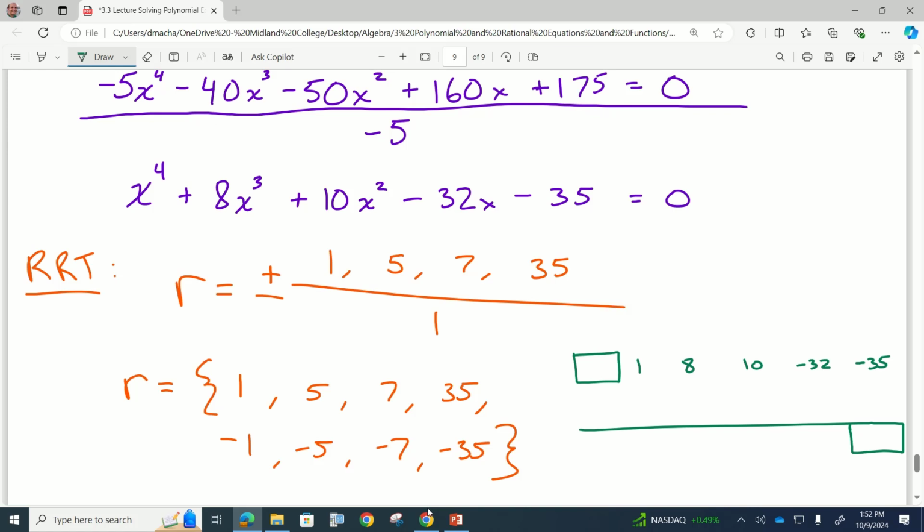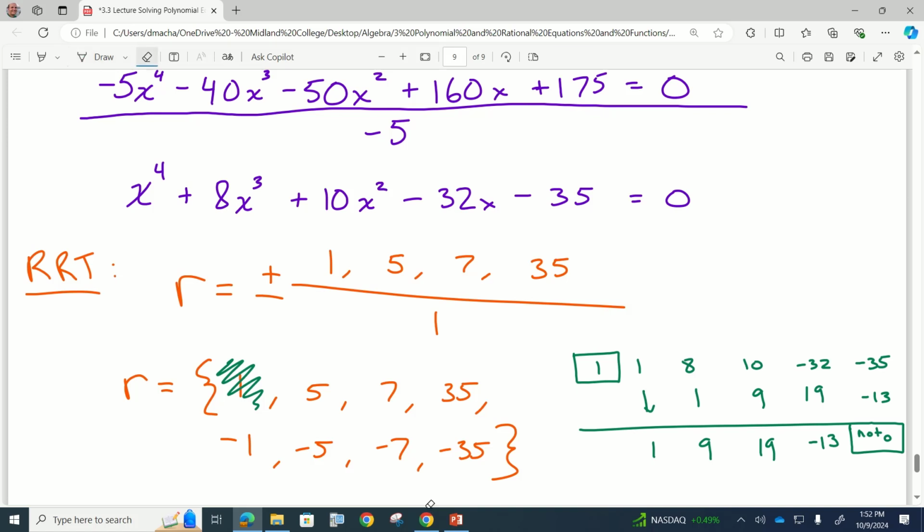Which one should I try first? 1? Okay. Let's see if 1 is a root. So I bring down the 1. 1 times 1 is 1, plus 8 is 9, times 1 is 9, plus 10 is 19, times 1 is 19. Negative 32 plus 19 is going to give me negative 13. Times 1 is negative 13. And when I add those negatives together, that's not 0. I don't know what it is, but it's not 0. And if it's not 0, that tells me 1 is not a root. And I can go ahead and scratch that off my list.